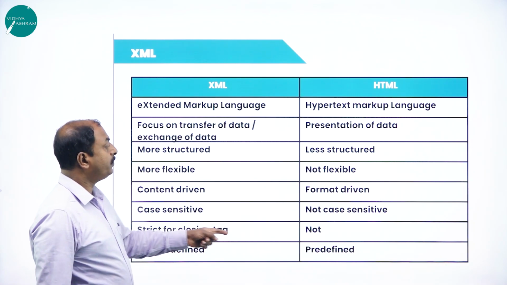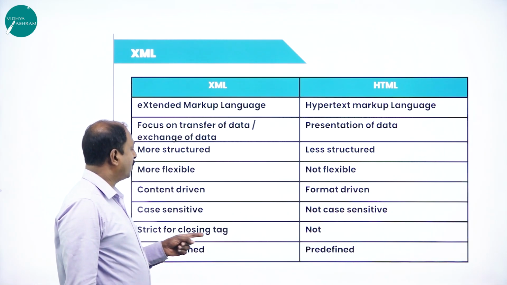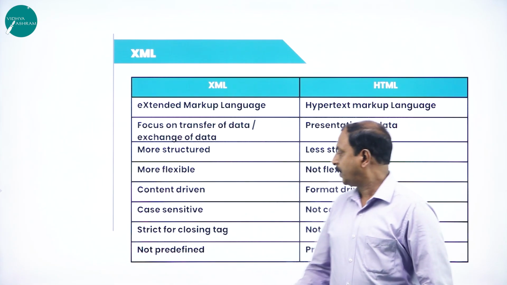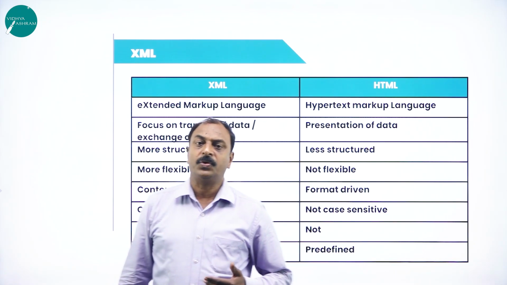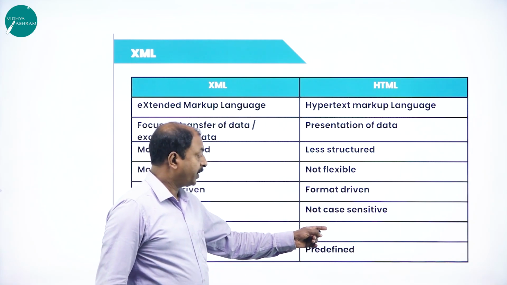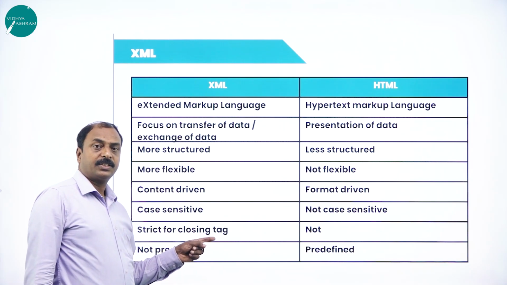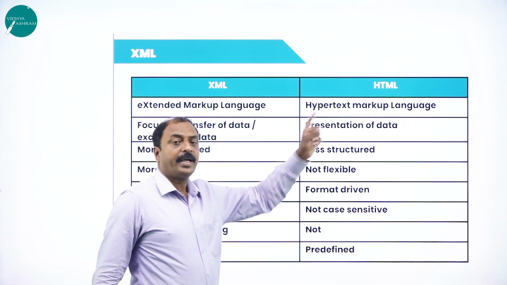Next, case sensitive and not case sensitive language, and strict for closing tags, and here not. You might have come across some example in HTML. While writing code for HTML, even if you forget to close any of the tags, it may work for you, but XML is strict with respect to closing tags. So this is the meaning of more structured as compared to HTML.